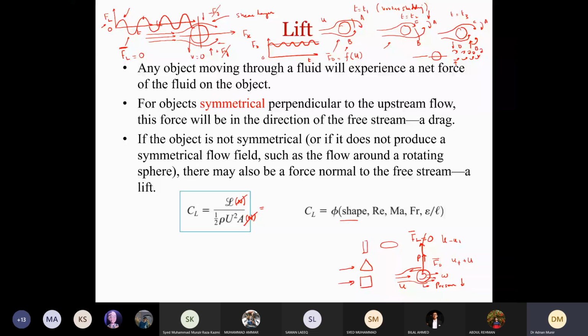Now in addition to shape, the lift coefficient also depends on the Reynolds number. It also depends on the Mach number. It also depends on the Froude number, and it also depends on the surface roughness. Froude number, if you recall, we already discussed. I'll just give you a quick definition of Froude number again.